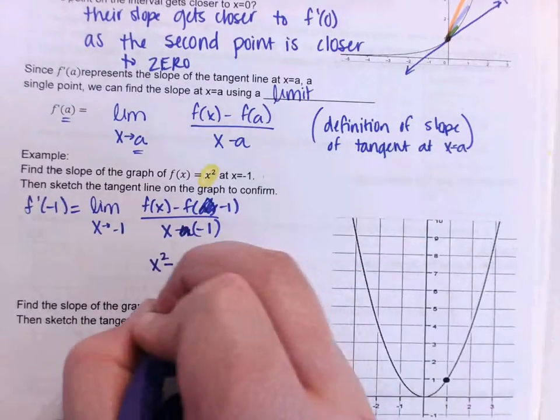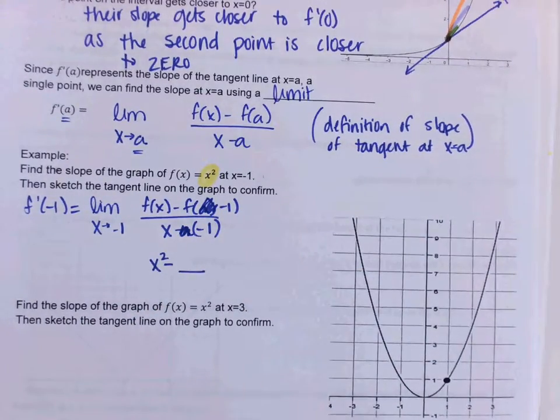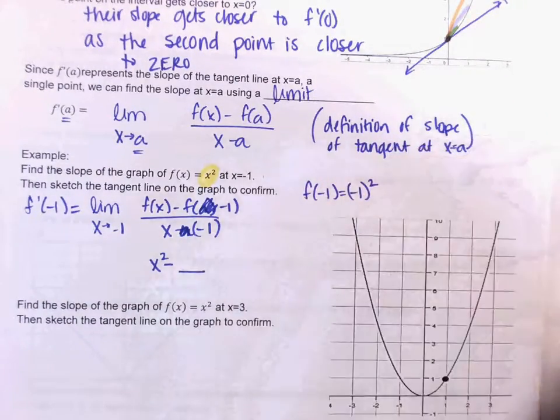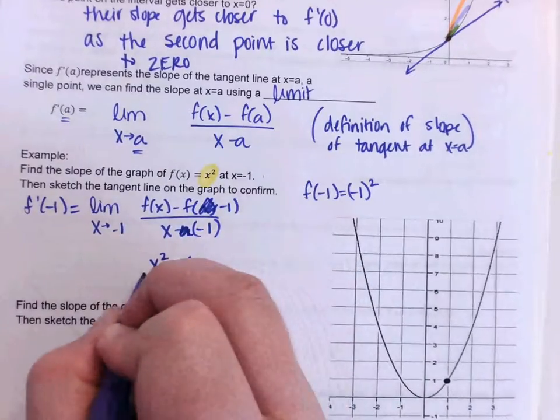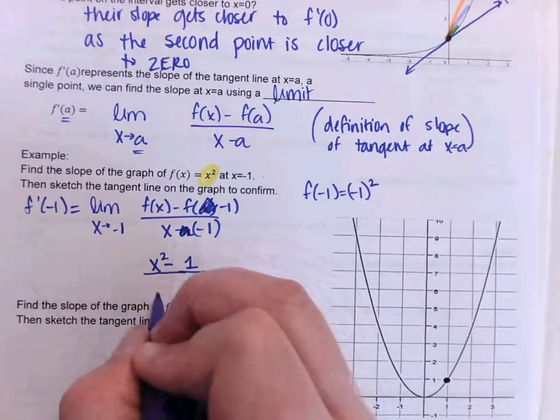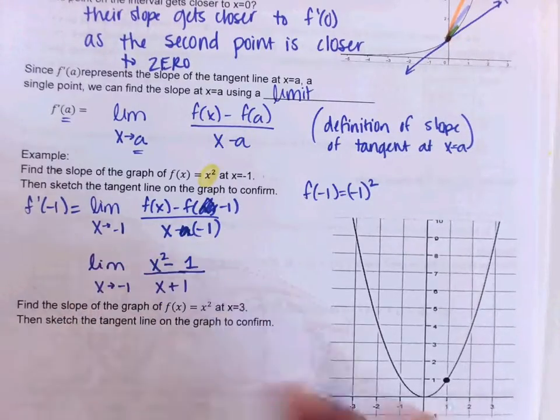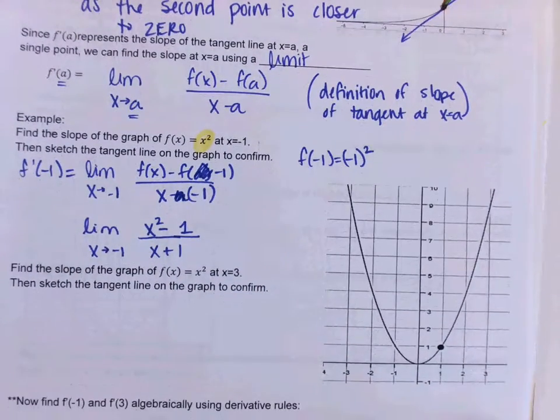And then I need to find what f of -1 is. So f of -1 will just be -1 squared, which is what? 1 over x minus -1 is really an x plus 1. Are we good with that? And you already know how to do that limit.